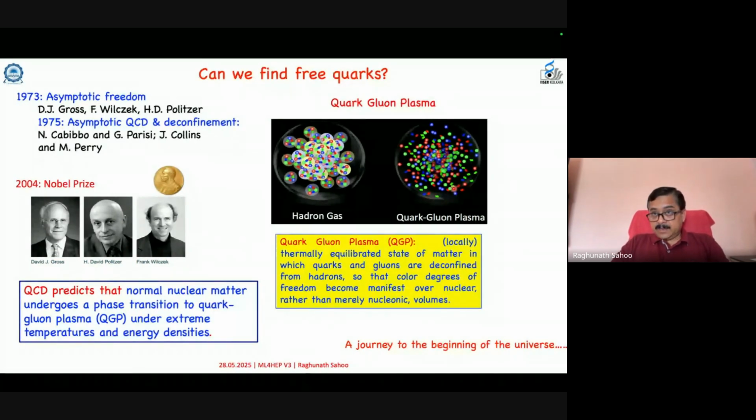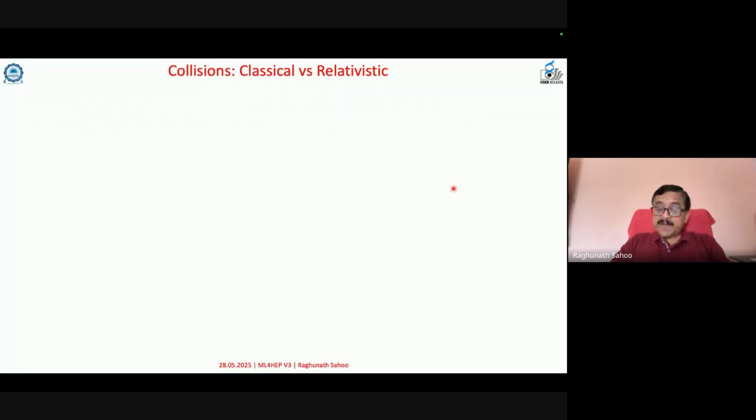So now the take-home message is, high temperature QCD predicts that we can produce a quark-gluon plasma in the laboratory, be it a short-lived plasma of around 10 to the power minus 23 second lifetime, but we can produce it in the laboratory. And this led us on a journey to the beginning of the universe. And I will explain how this is taking me to the beginning of the universe.